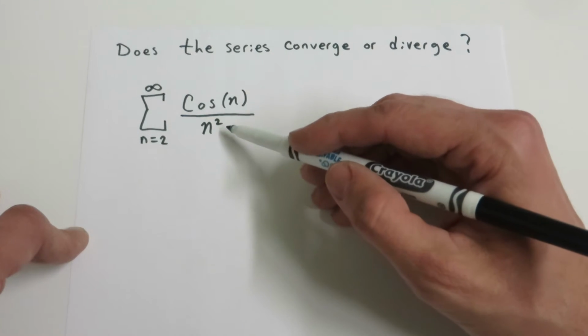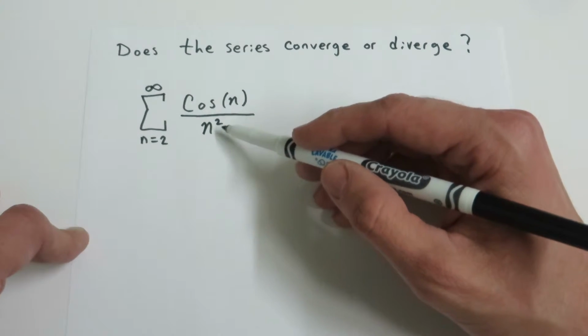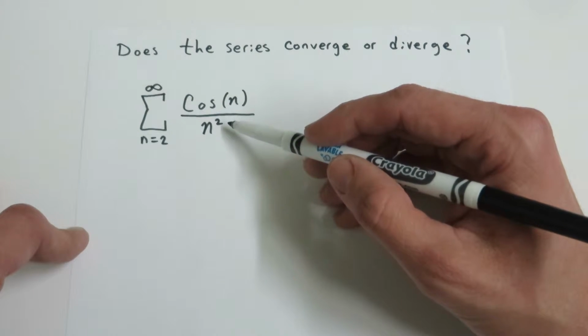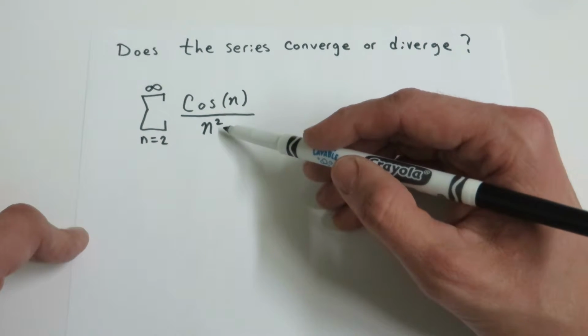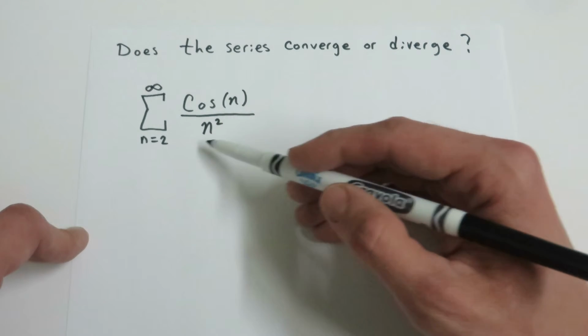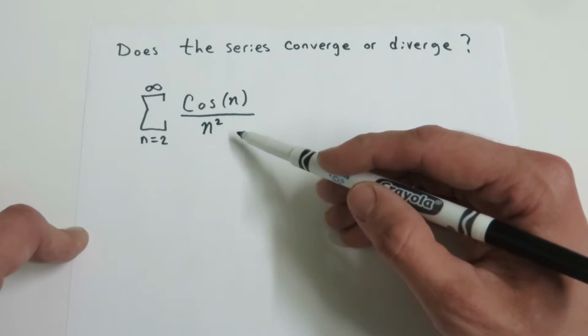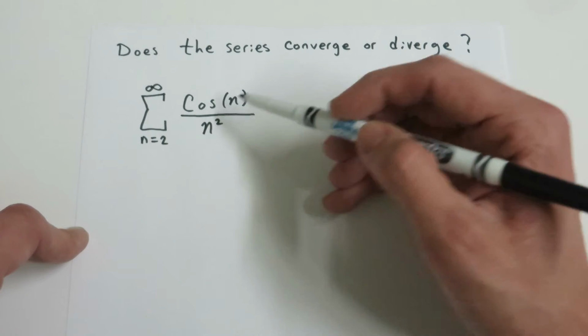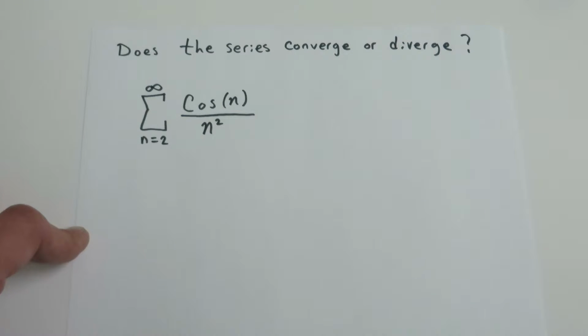And then we have that over n squared, and this looks a little bit familiar as a p-series, because if we had just the series of 1 over n squared, from 1 onward, you know that it would be convergent if we just had a 1 here instead of the cosine n.